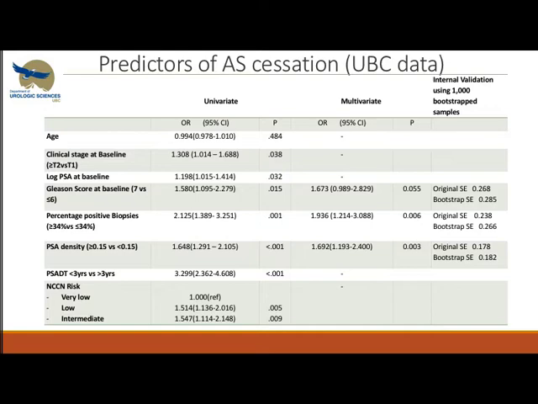This is a multivariate analysis on our active surveillance cohort. And Gleason score at baseline, so if you had score 7, you had a 1.6 odds ratio of progressing. But the p-value is 0.055, so it's just on the cusp there. But look at the others. Percentage positive biopsy, just like the Capra score, highly significant. PSA density, highly significant for progression.